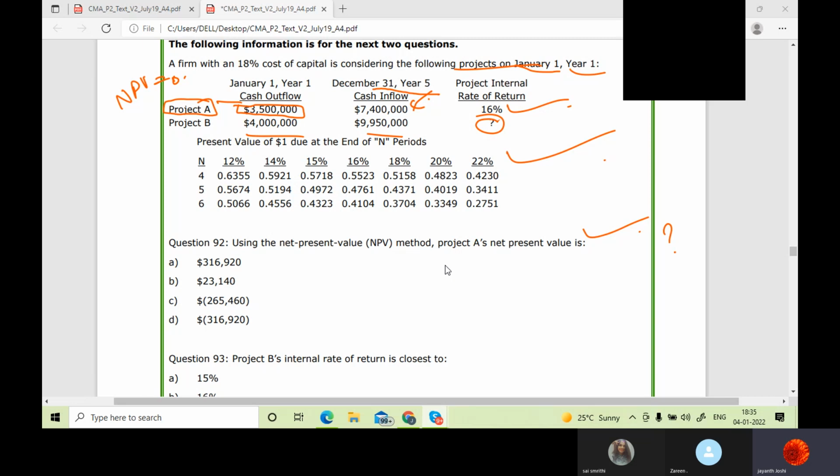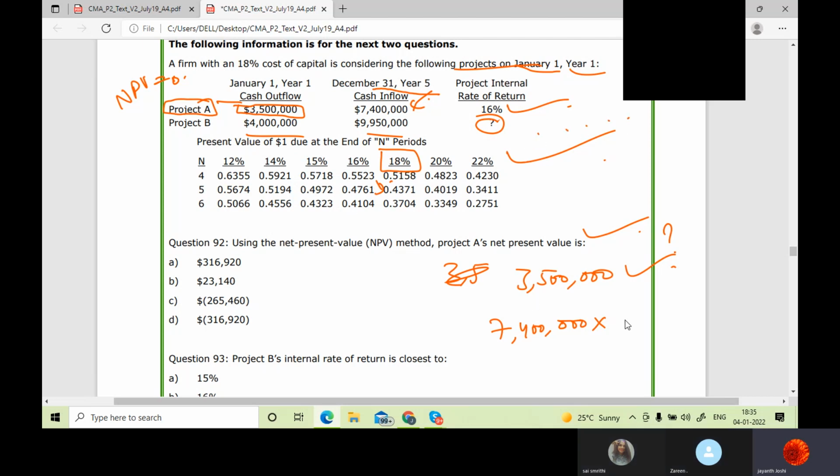Let us take this outflow, 3,50,35 something. This is your initial investment. What is your inflow? 74 something. You need to find out the present value. Your cost of capital is 18%. What is your factor for the fifth year? 0.4371, correct? So year 1, 2, 3, 4, 5, for 5 years.